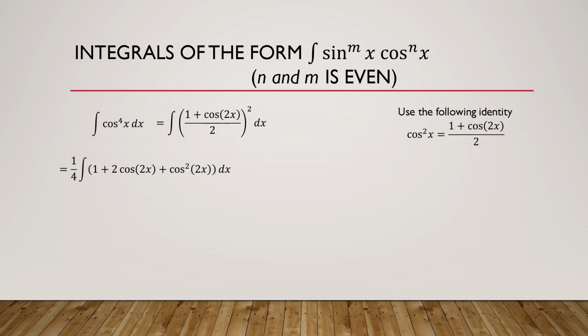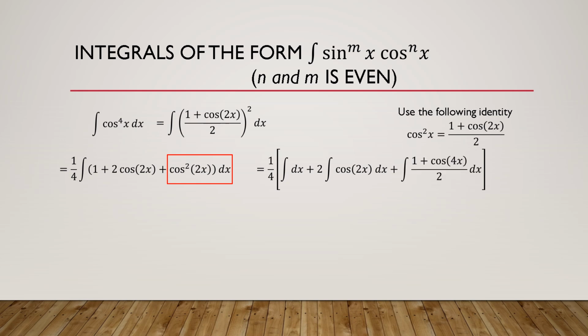Next, we separate the integrals at the plus signs. We can now use the same identity to change the integral of cosine squared 2x dx into the integral of (1 plus cosine 4x) over 2 dx. Now we take each integral individually and save the constant c for the end. The integral of dx is x.